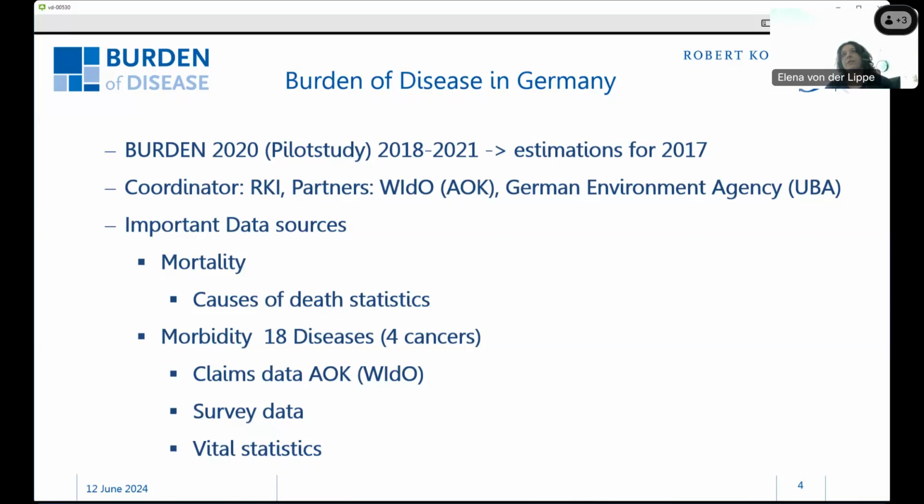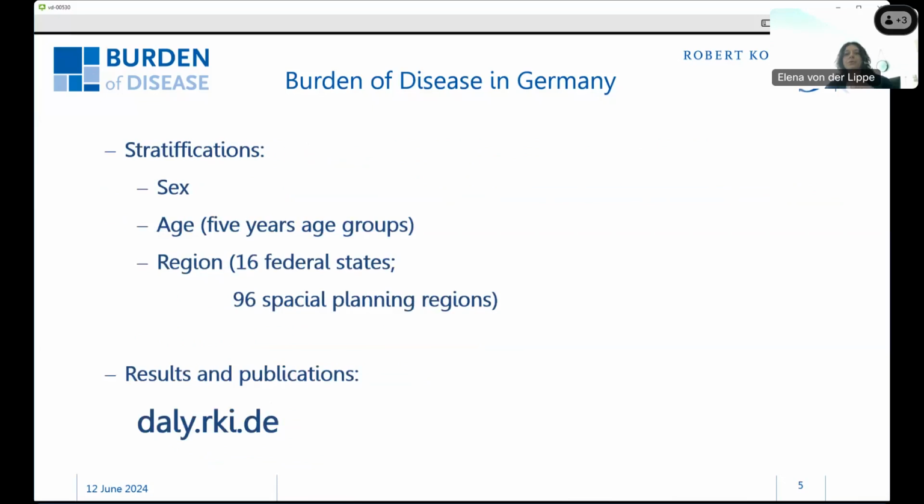We included in our estimates 18 diseases, and out of them 4 are cancers, which I will talk about today. We also have stratification of our estimates according to sex, age in 5-year age groups, and region. We have our estimates on the 16 federal states, but we could also go further down and provide estimates on the 96 spatial planning regions. And all the results and publications that are available up to now, you can find at DALY RKI.de.